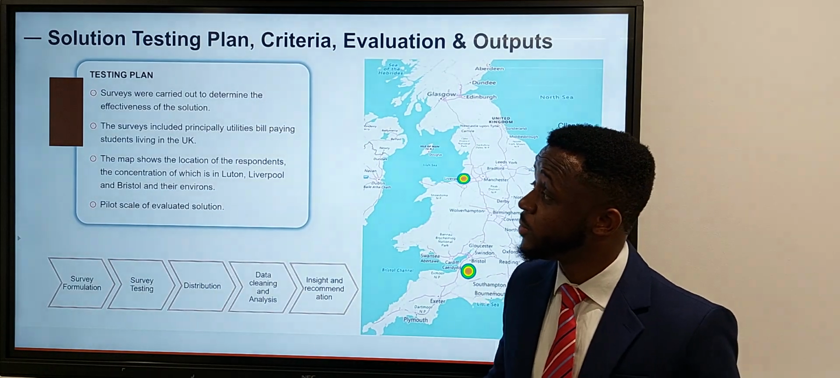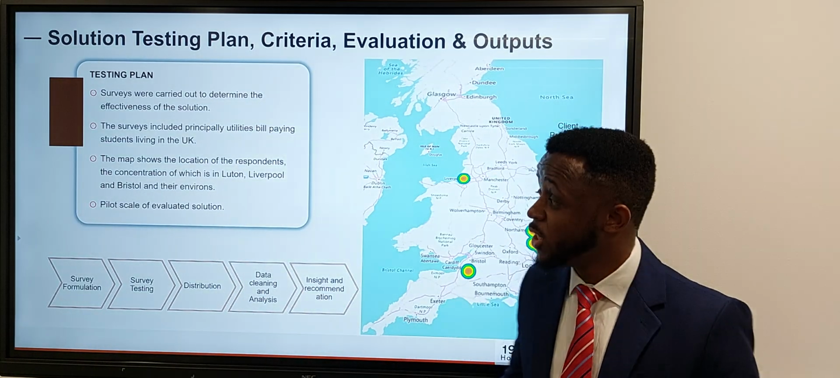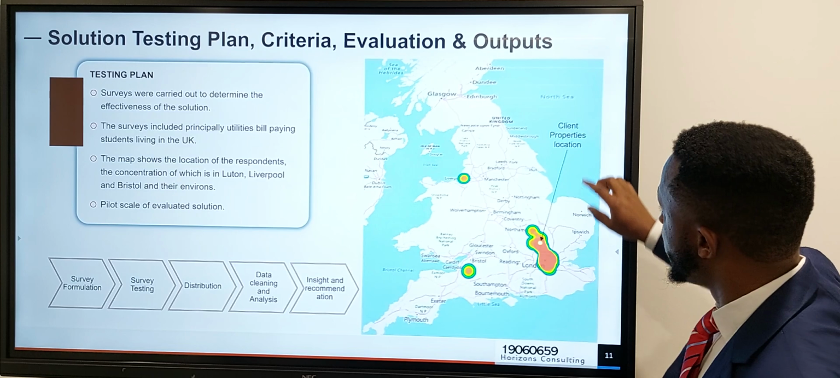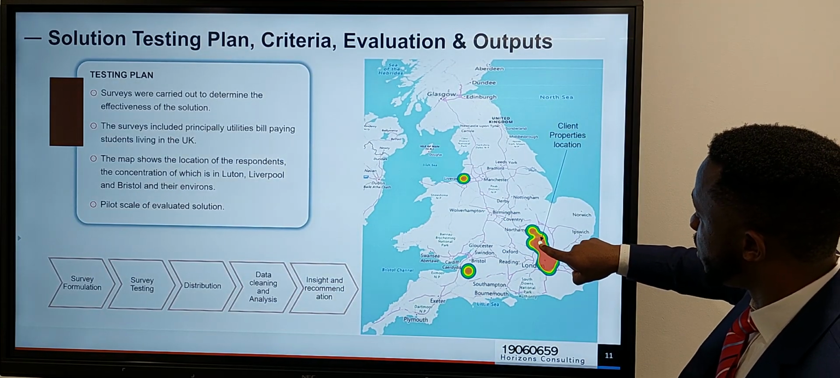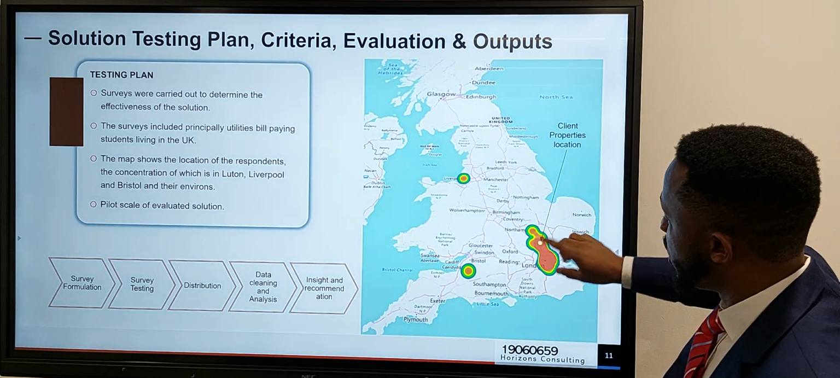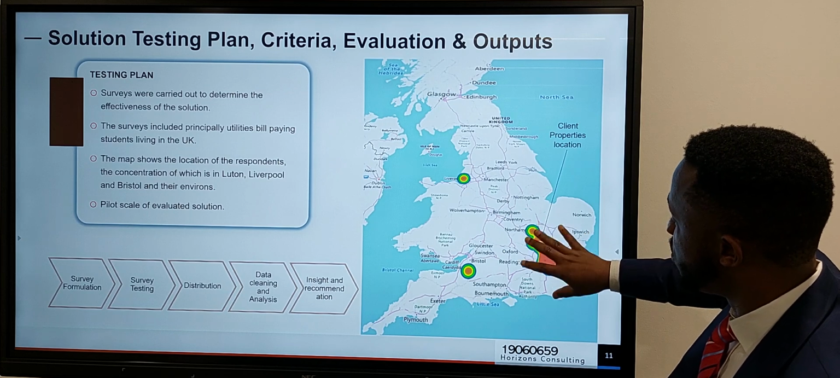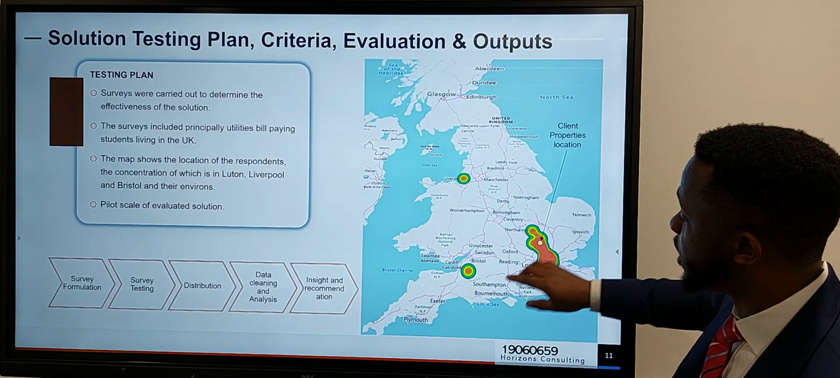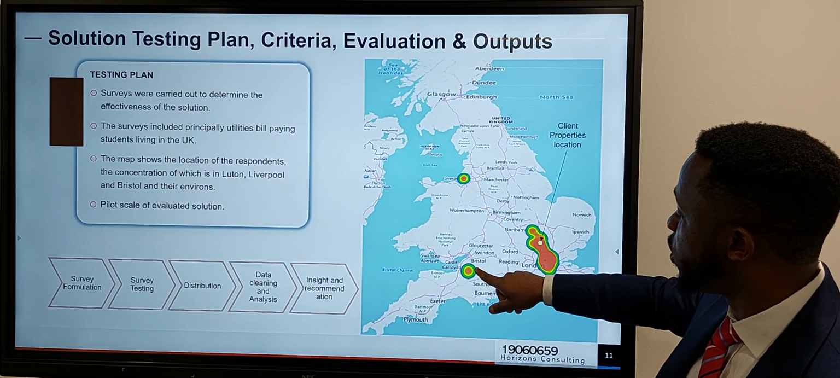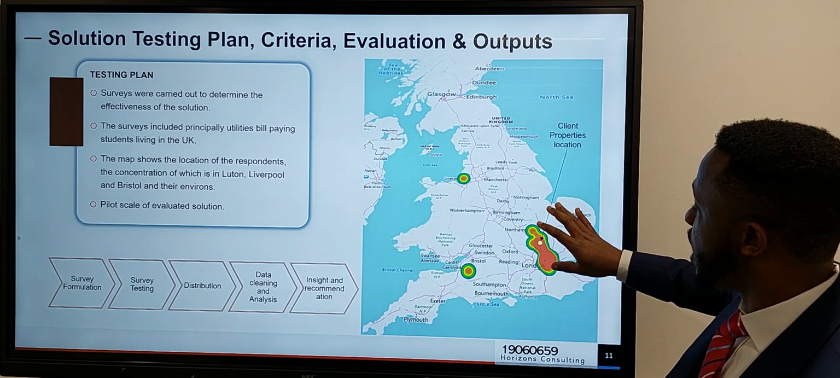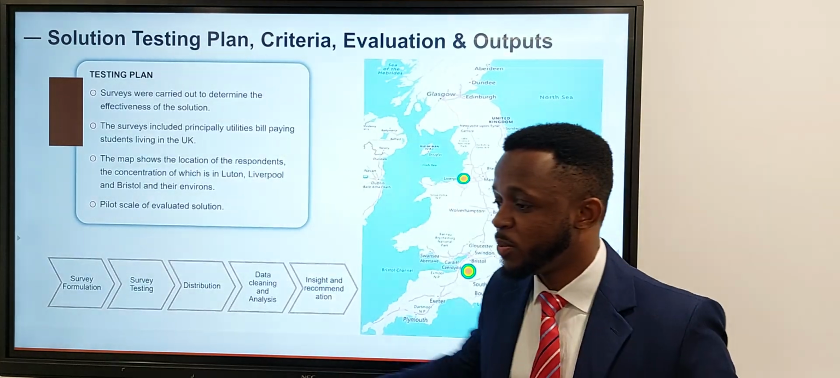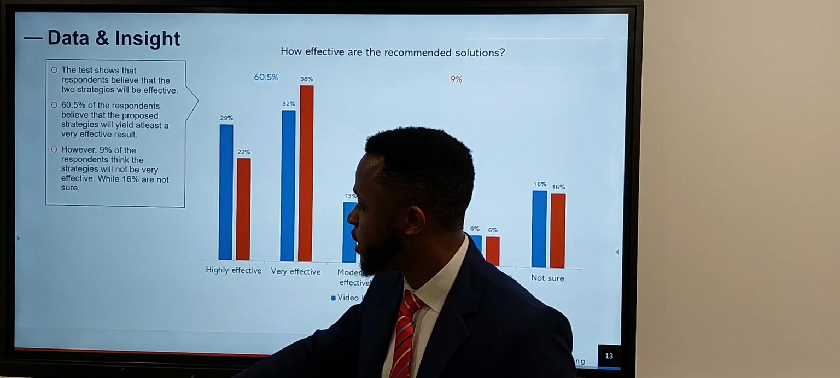So a survey was carried out for international students living in the UK, and this map shows where most of the responses came from. Recall in the previous map that the client's properties are located in Luton, which is around this place. But most of our responses came from this area, which broadly covers where the client's properties are located, and then this area around Bristol and Cardiff, and then Liverpool. This shows that it's sufficient to make conclusions from the people who gave these replies.